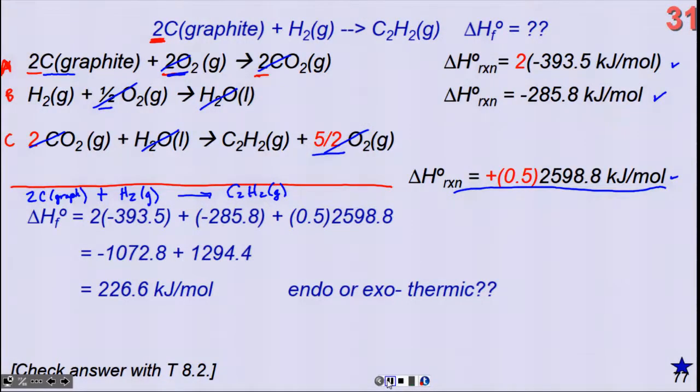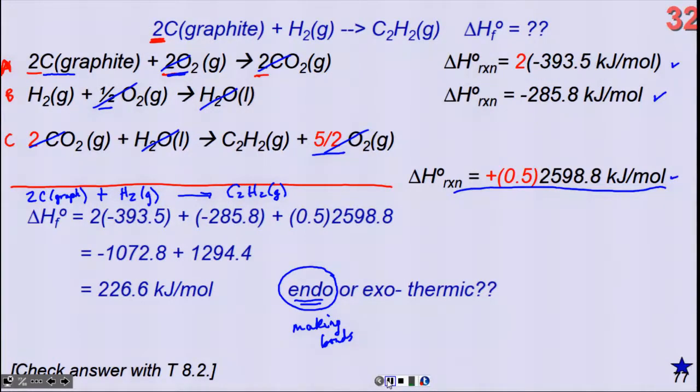Now, is this reflecting an endothermic or an exothermic process? Anytime the value is positive, we have an endothermic reaction. But does that make sense? Yes. Making bonds, putting together carbon and hydrogen to make acetylene, making bonds is going to be endothermic. Making a compound is going to be endothermic characteristically.